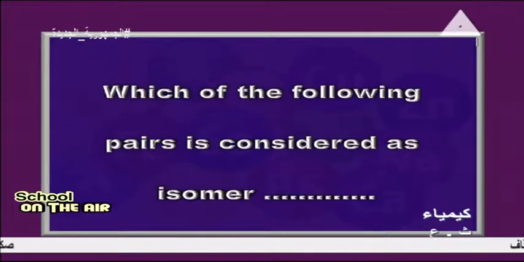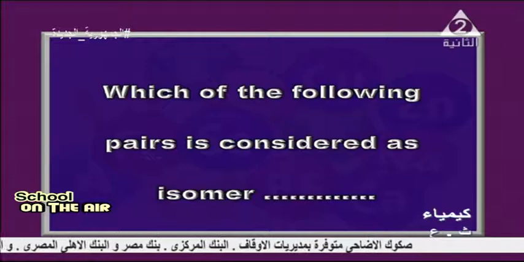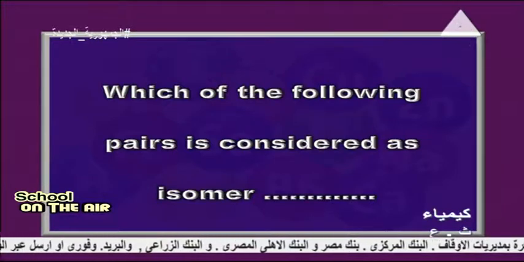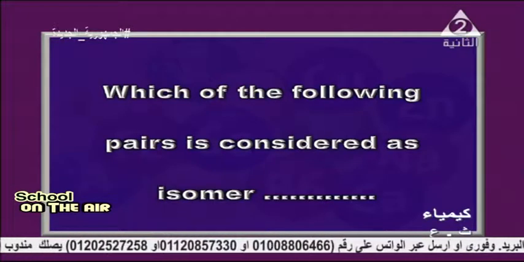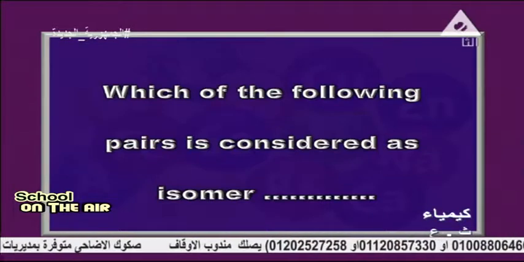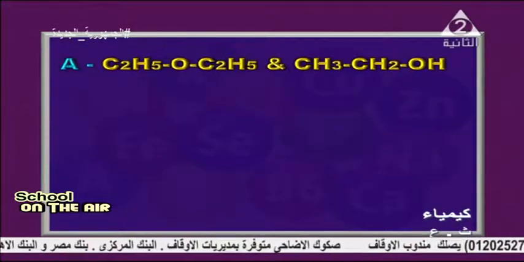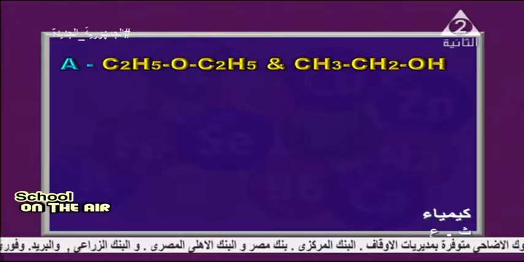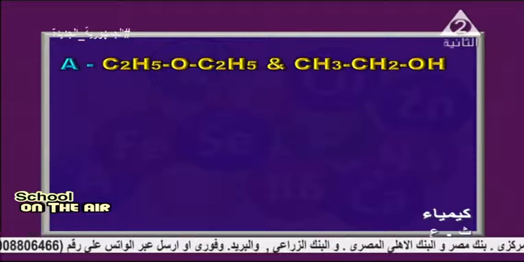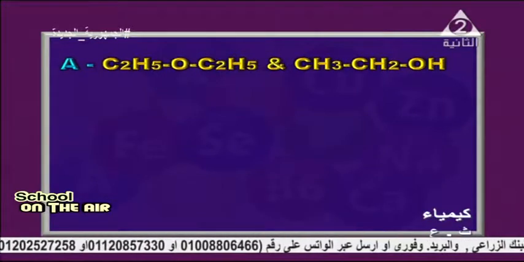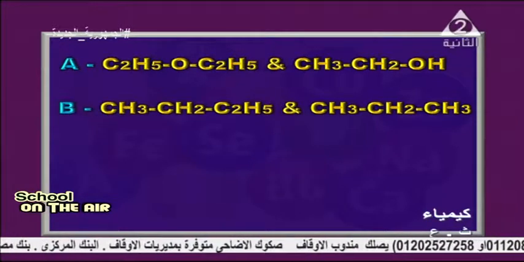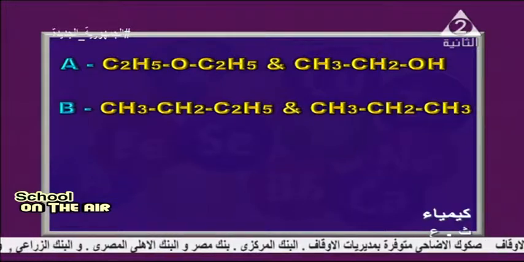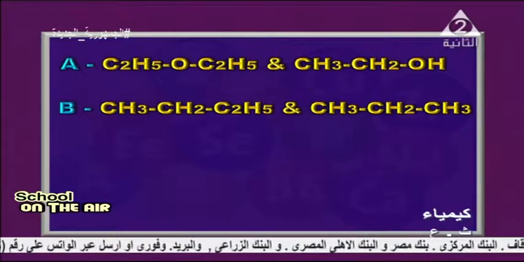To catch this question: which of the following pairs is considered as isomers? Isomer. You remember isomer? Yes, it has the same molecular formula and a different structural formula. Let's see. C2H5OH and CH3CH2OH can be isomers. What about the other one? CH3CH2CH2CH3 and CH3CH2CH3 can be isomers.